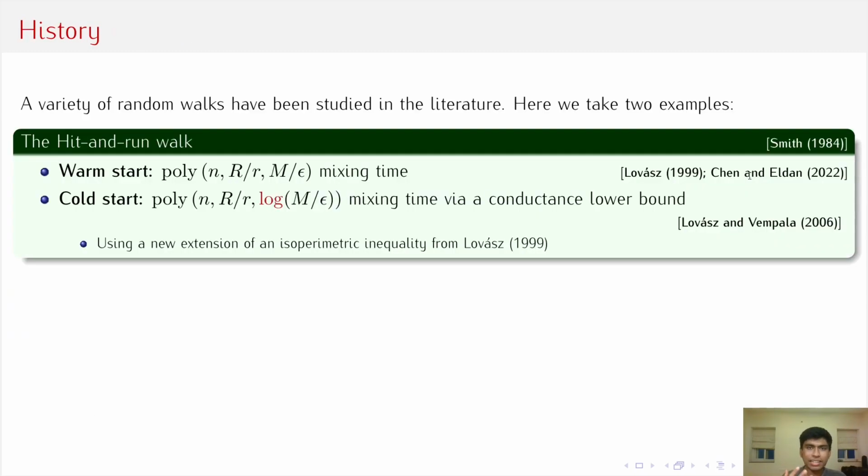So let me next get into a little bit of the history of the hit and run and coordinate hit and run random walks I mentioned a few slides back. In the 90s, Lovász showed that the hit and run walk mixes from a warm start. And a little bit later, Lovász and Vempala proved that it in fact mixes from a cold start. Their proof strategy was again using an isoperimetric inequality like I mentioned in the previous slide. They refined this isoperimetric inequality, which was originally shown by Lovász in his paper from the 90s.